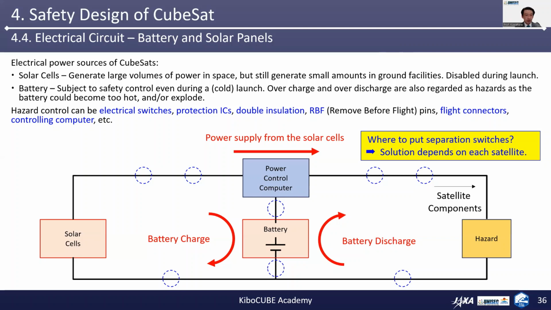The hazard control can be achieved in forms of electrical switches, protection ICs, double insulation, remove before flight pins, RBF pins, flight connectors, controlling computers, etc. As I mentioned several times, the actual design depends on each satellite. In the following slides, I will show you some design examples.